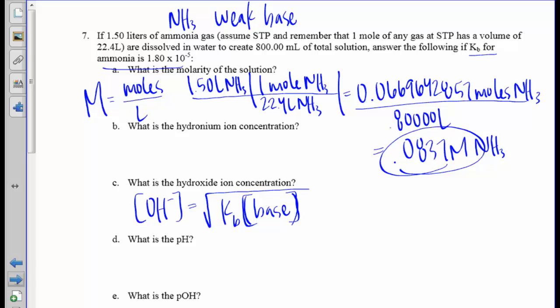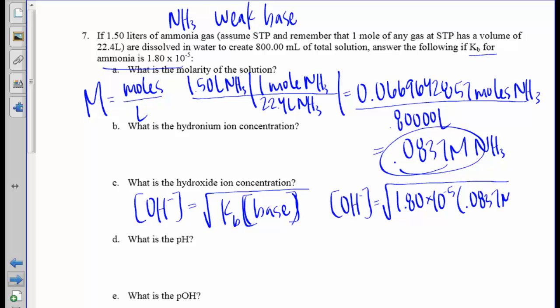So in doing that, the hydroxide ion concentration is equal to the square root of 1.80 times 10 to the minus 5th times 0.0837 molar. And I calculated this to be 0.00122 molar. Now that I have the hydroxide ion concentration, I'm able to calculate the hydrogen or hydronium ion concentration.